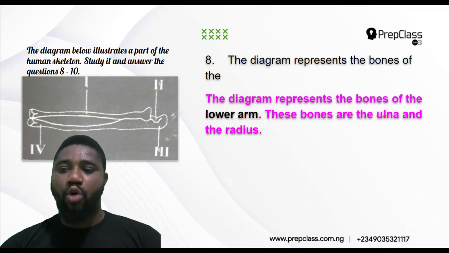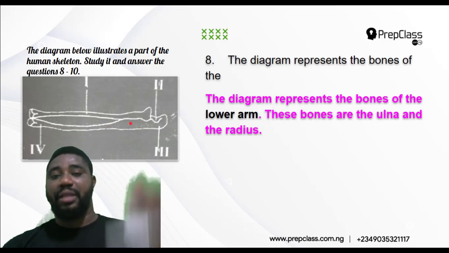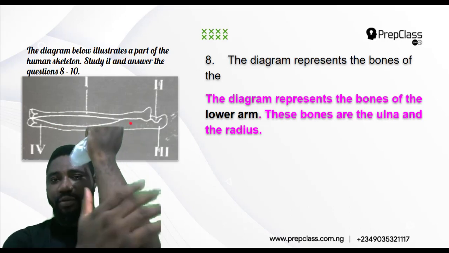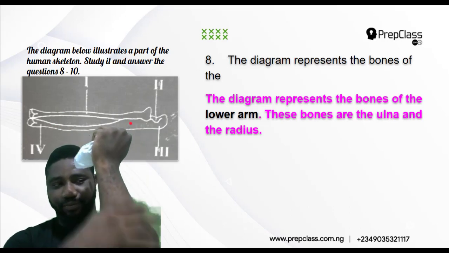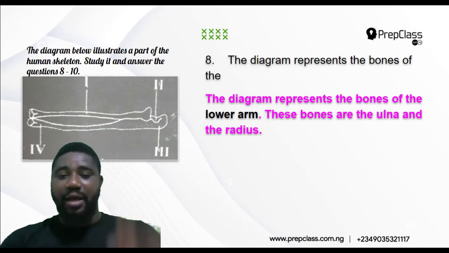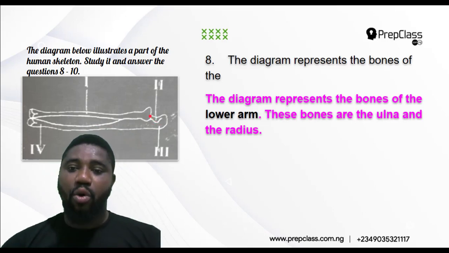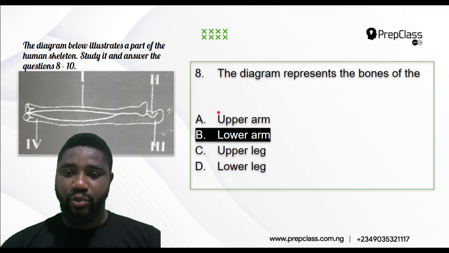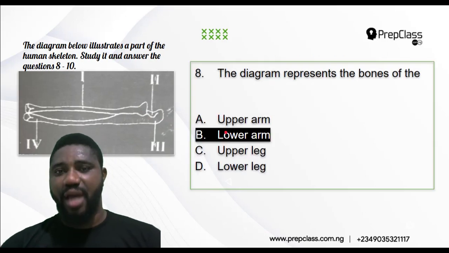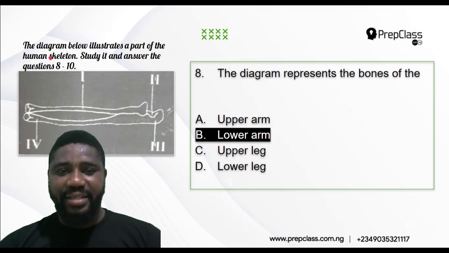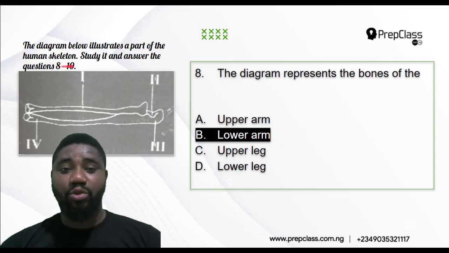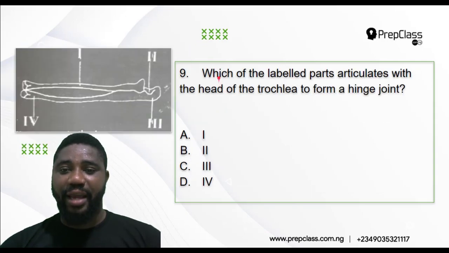Now, I said that the diagram represents the bones of the lower arm. These bones are the ulna and the radius. So, these are the bones of the lower arm. The big bone, the ulna, the small bone, the radius. If you don't know what I'm talking about, these bones here, there are 2 bones here. Ulna is the big one, the small one is the radius. So the correct answer is the bones of the lower arm. So option B is your best answer. So remember they said we should use it to answer questions 8 to 10. We've answered 8. Let's look at 9.